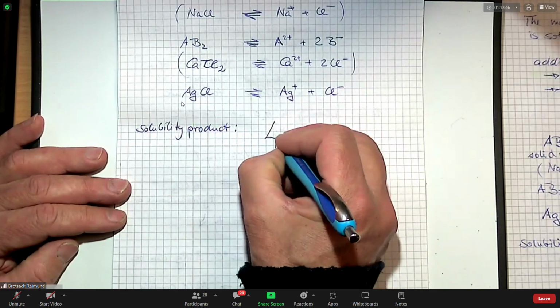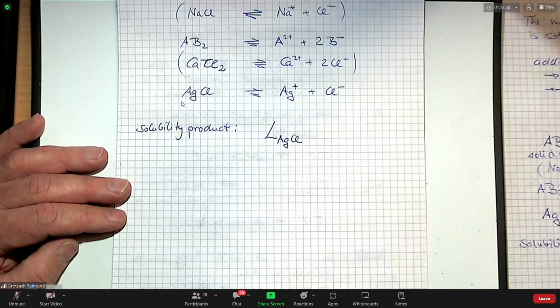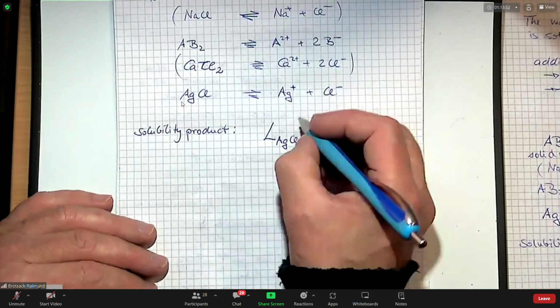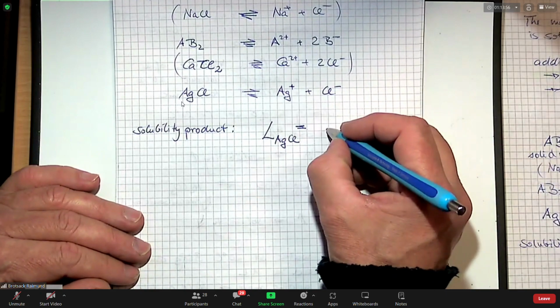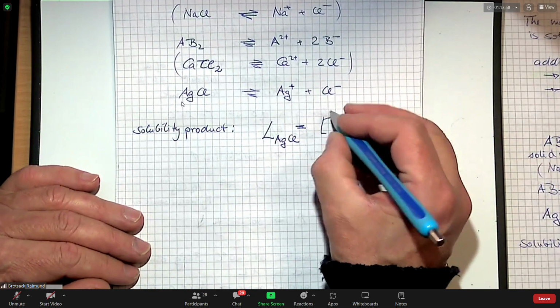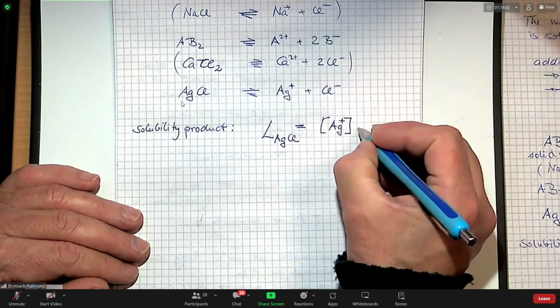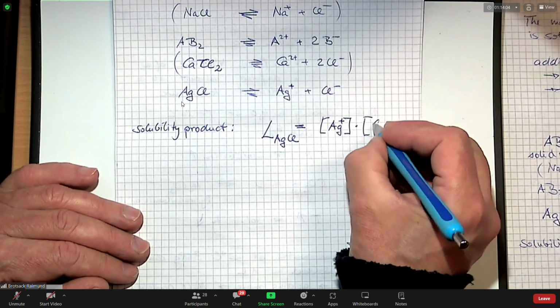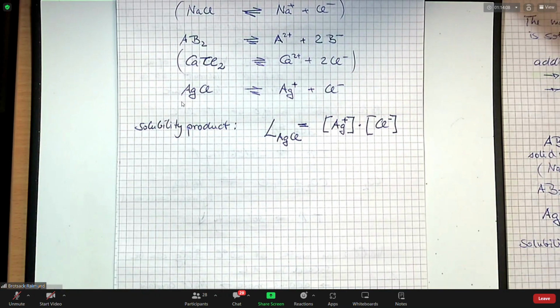A big L, and for silver chloride, when we write it, the definition is the solubility product is now the concentration of the silver plus ions times the concentration of the chloride minus ions. That's the solubility product.